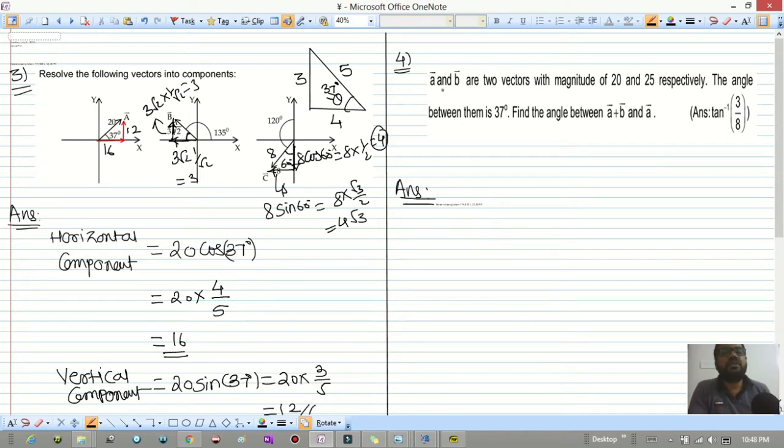Okay, fourth one: A bar and B bar are two vectors with magnitudes of 20 and 25 respectively. The angle between them is 37 degree. Find the angle between A bar plus B bar and A bar.